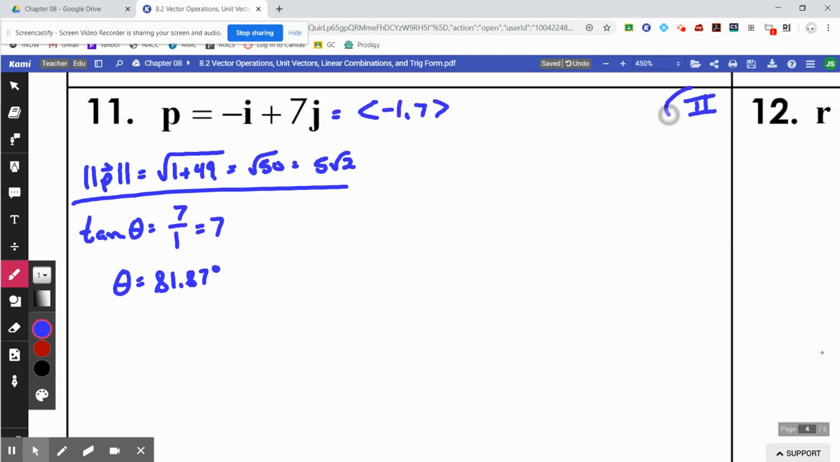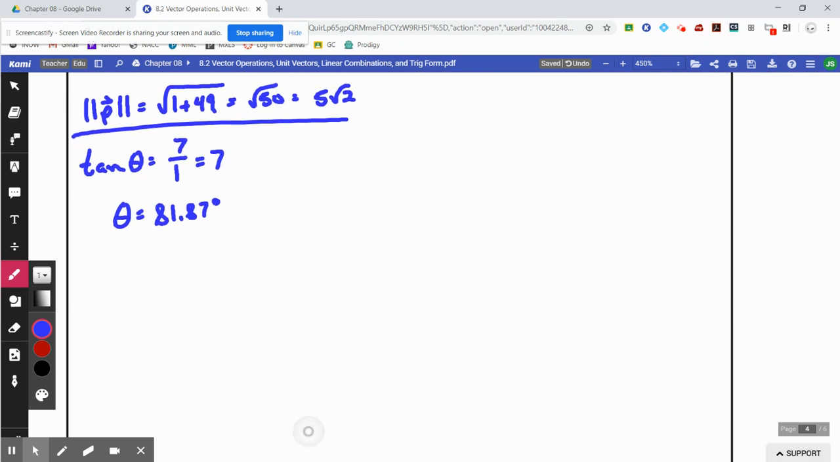We need it to be in the second quadrant. So what we're going to do is do 180 minus that reference angle, and I get a 98.13 degree angle. So my angle is 98.13. So now we're ready to go.